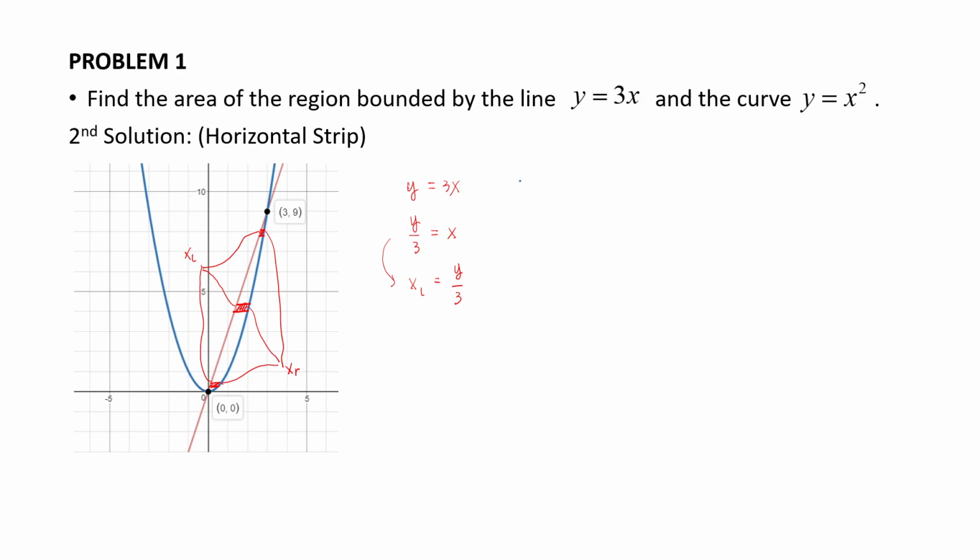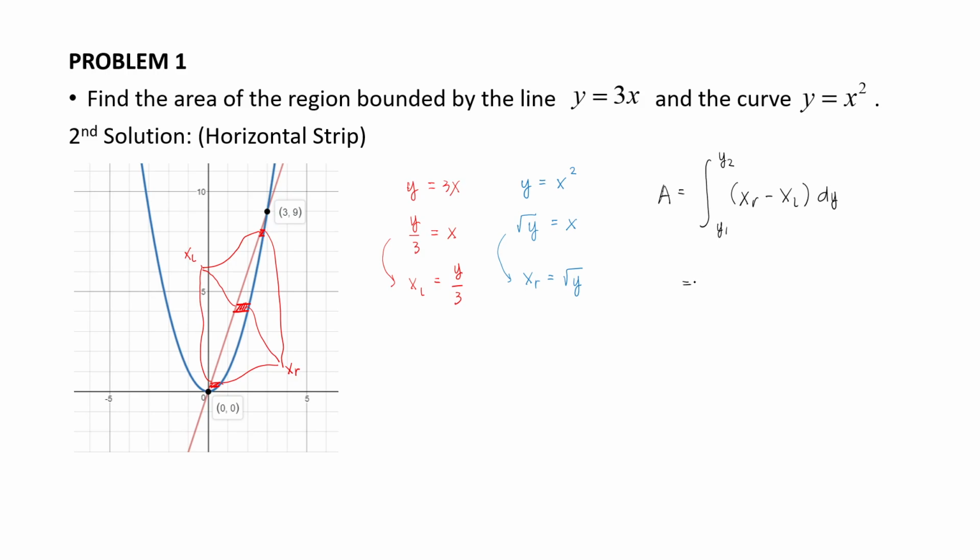So for the blue graph, you have y equals x squared. Getting the square root, this gives us square root of y equals x. And this would give us x right is equal to square root of y. Okay, so solving now using a horizontal strip. The formula would be x right minus x left dy from y1 to y2.